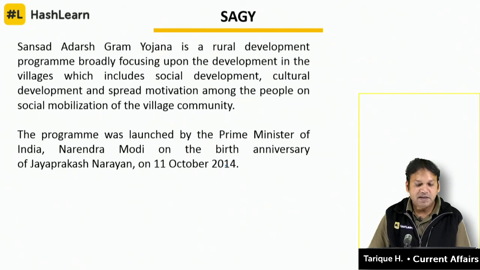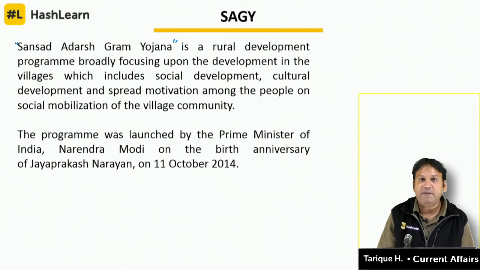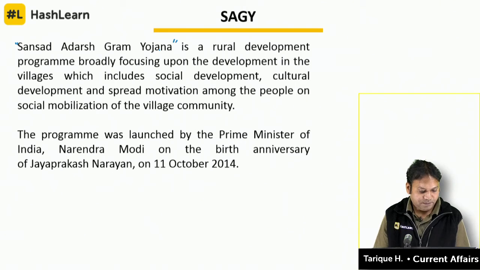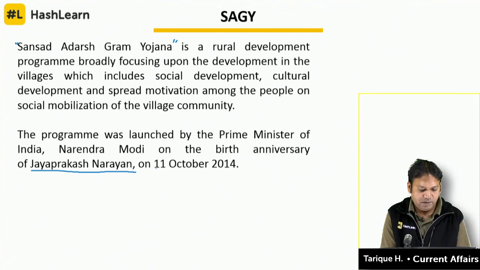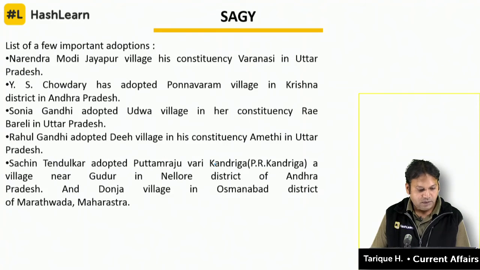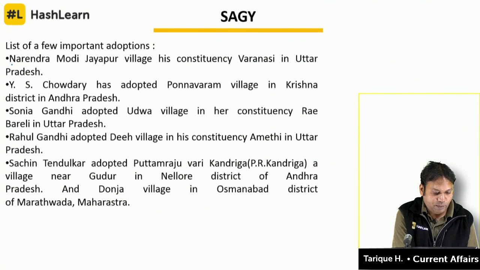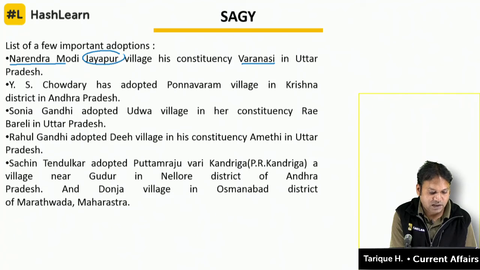Okay. Then we have the Sansad Adarsh Gram Yojana, SAGY, under which a member of parliament will adopt a village, and was launched by Prime Minister Modi on the birth anniversary of Jai Prakash Narayan, a very iconic political leader, on 11th of October 2014. That is what is the Sansad Adarsh Gram Yojana. Some of the things that you should know about Sansad Adarsh Gram Yojana is that Narendra Modi has adopted the village of Varanasi in Uttar Pradesh. The name of the village is Jayapur village.